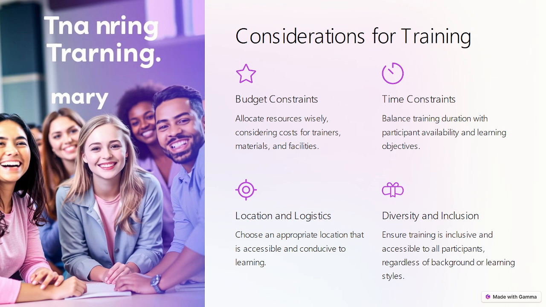Okay, the third one is locations and logistics. If you want to train your employees, you need to choose an appropriate location that is easily accessible and conducive to the learners. That is why locations and logistics is very important. You need to choose an appropriate location.